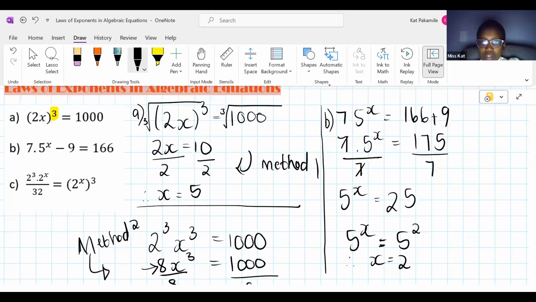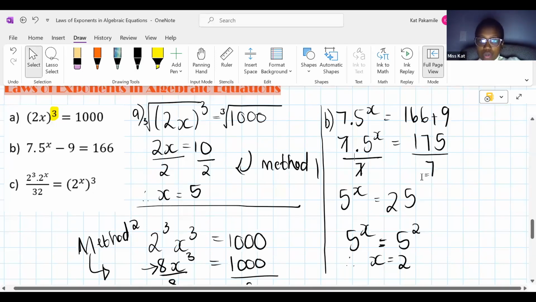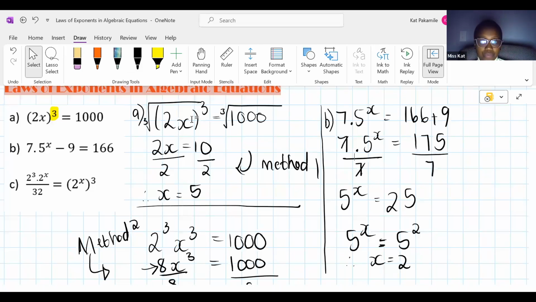Because dot means times. This is not a comma, it's a dot. Okay. So you get rid of the times by? By 7. But how do you get rid of a multiplication? You divide. Or the opposite. So that's why we divided by 7. You see? Yes, miss. Thank you.